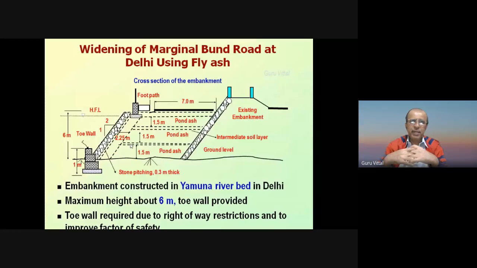This is another embankment, once again in Delhi, constructed nearer to the Yamuna River, on the Marginal Bund Road, MP Road, as they call it. It's in East Delhi. Here also the existing embankment was there, so they were widening that embankment, and the design is also similar.